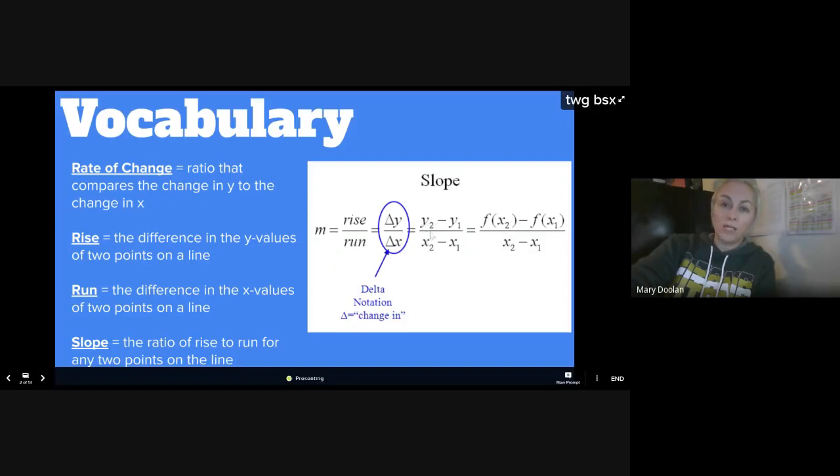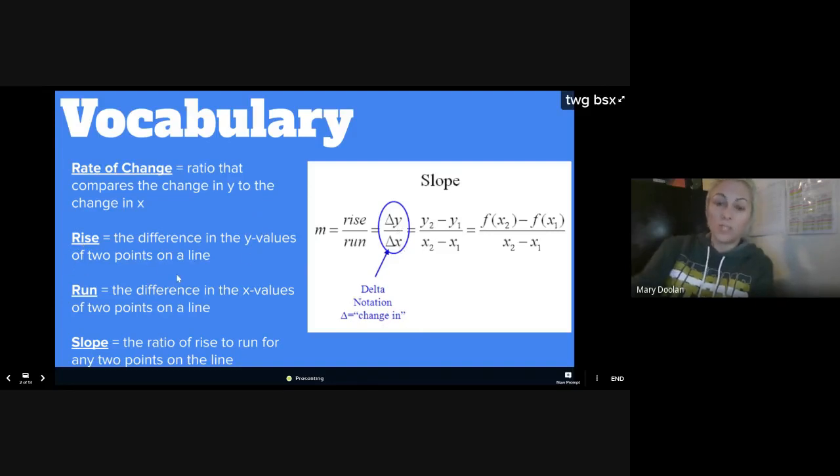So you could write y2 as the y coordinate of a point, and y1 is the y coordinate of a different point. That's also the same thing as f of x2, f of x1. Okay, sorry, it's lots of variables and symbols, right? It's a mouthful. Rate of change, that is slope. It is a ratio that compares the change in y to the change in x, okay? Change in y, change in x.